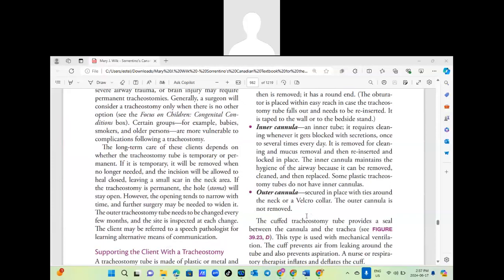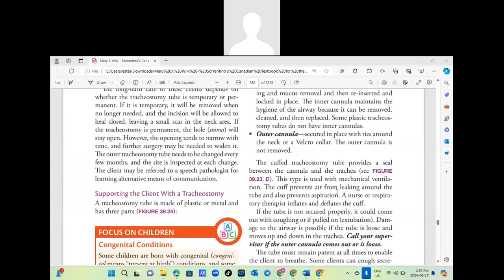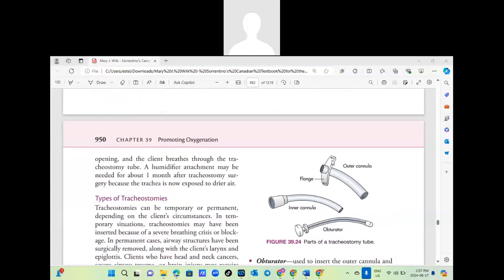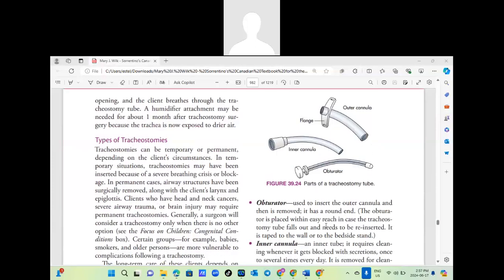All right. So let me see over here. That's the inner cannula there. Call your supervisor if the outer cannula comes out or is loose. Because if the outer cannula is loose, it moves around, and it can damage the trachea. All right. So let's move on.